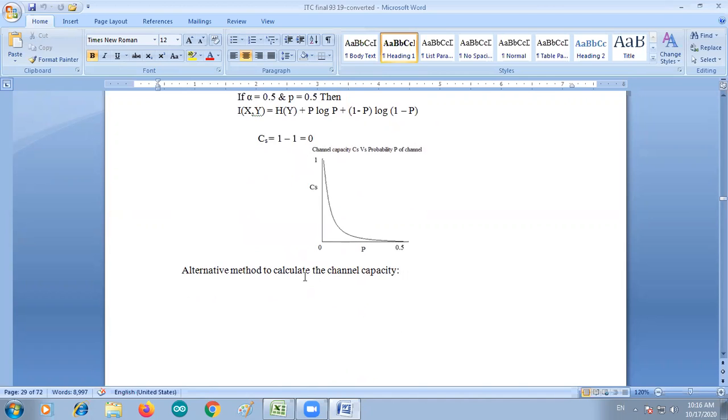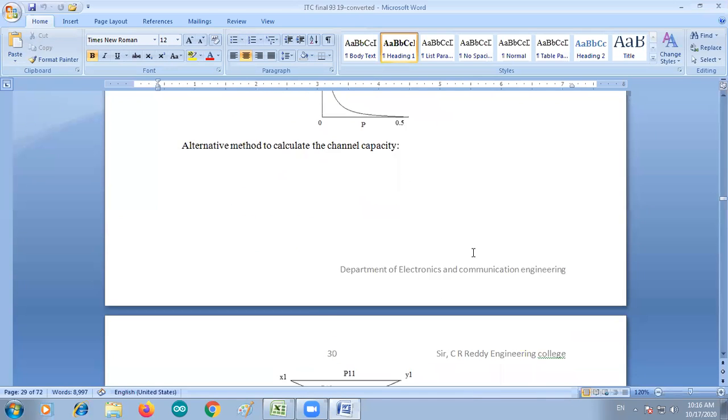We can draw this waveform like this. P is equal to 0.5 is the maximum and the capacity is 1. So the graph is like this. This is the channel capacity.